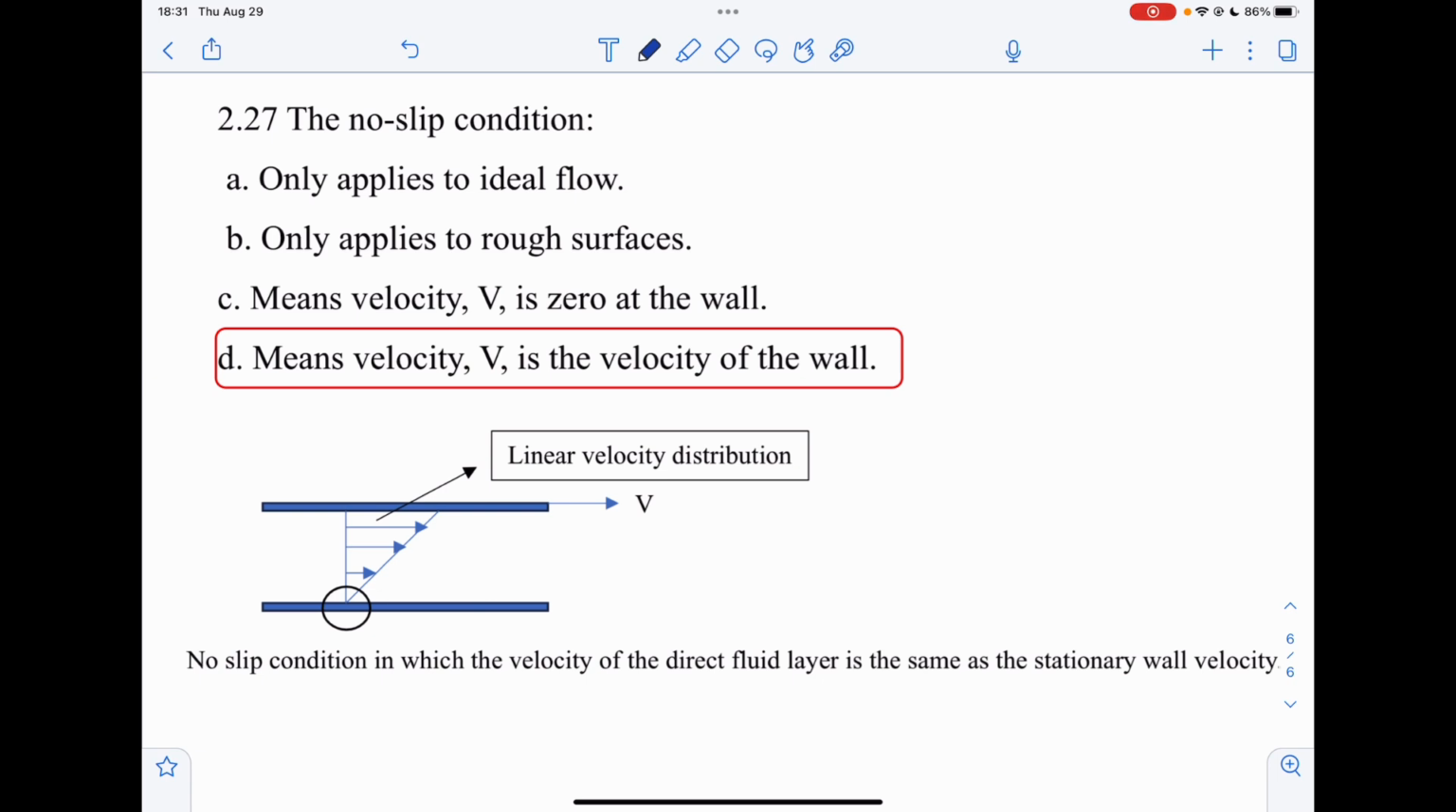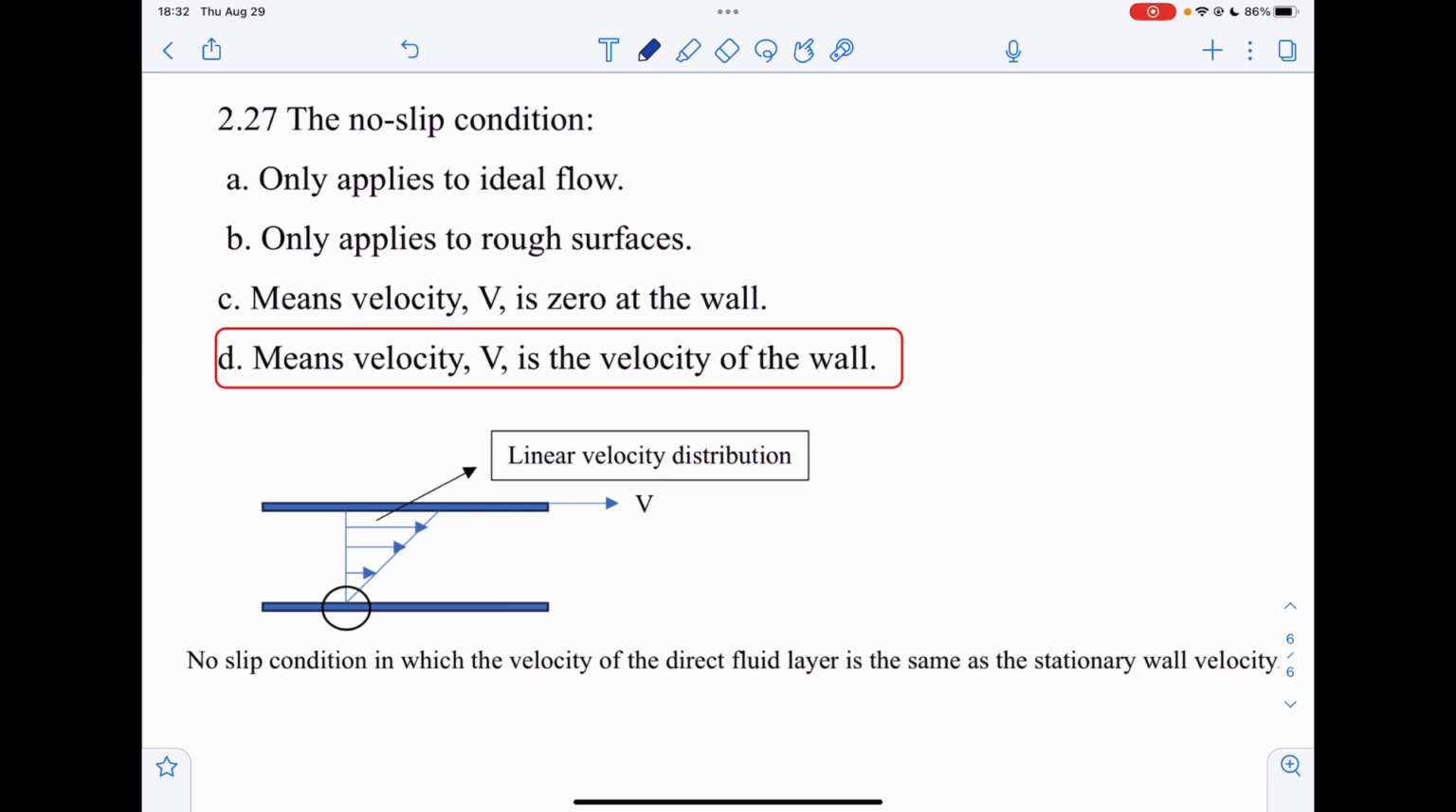For the third one, mean velocity V is 0 at the wall, which is not correct because you could have a moving wall or a stationary wall. So either it can be 0 or it's the velocity of the wall. But if it's a stationary wall, that means the velocity of the wall is also 0. So the last selection D is correct because it says it's the velocity of the wall.